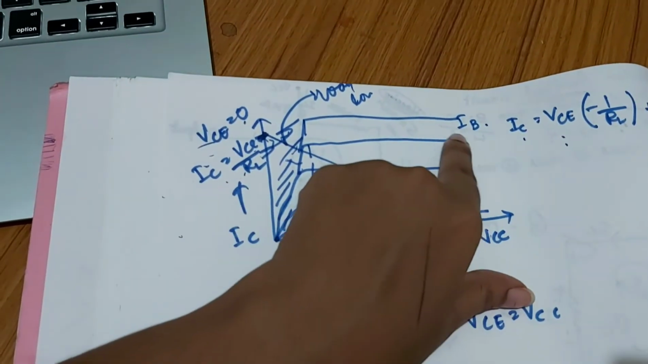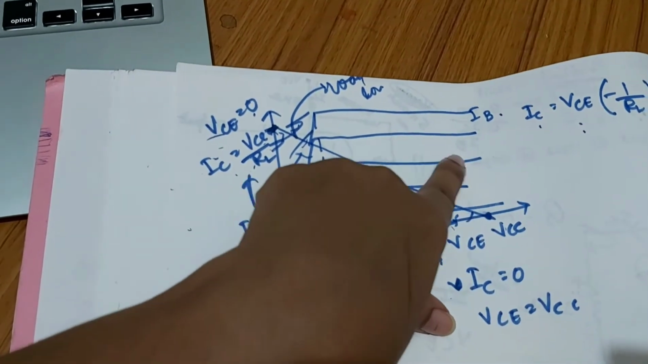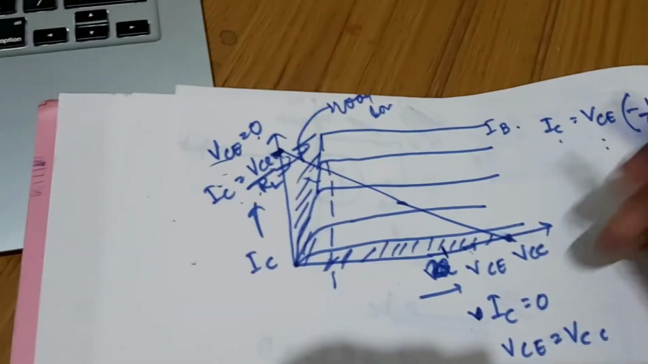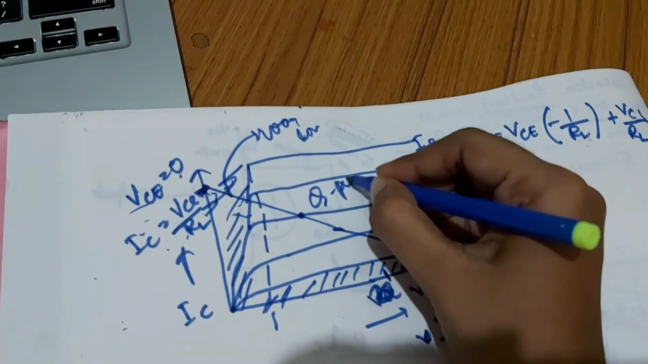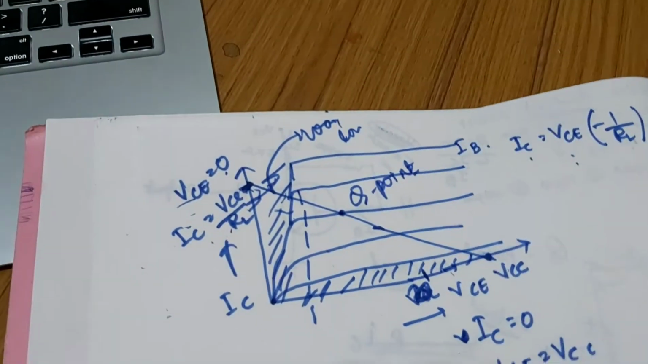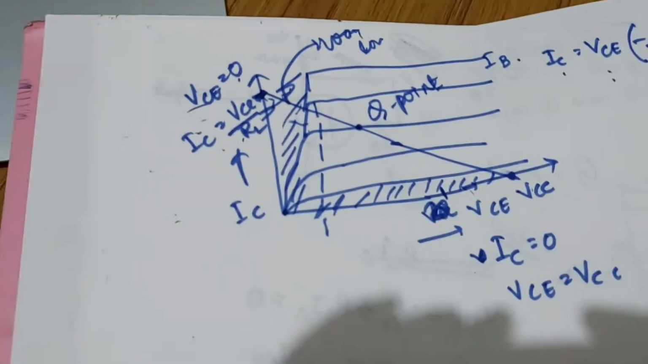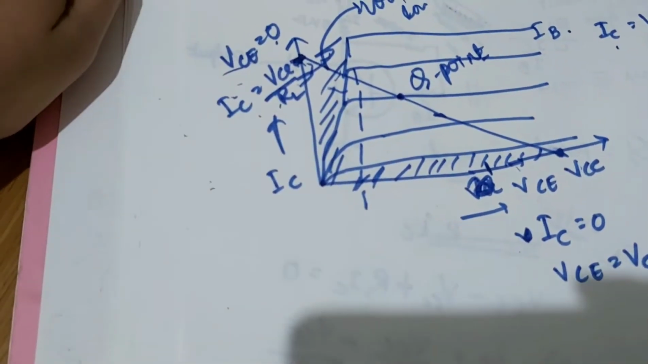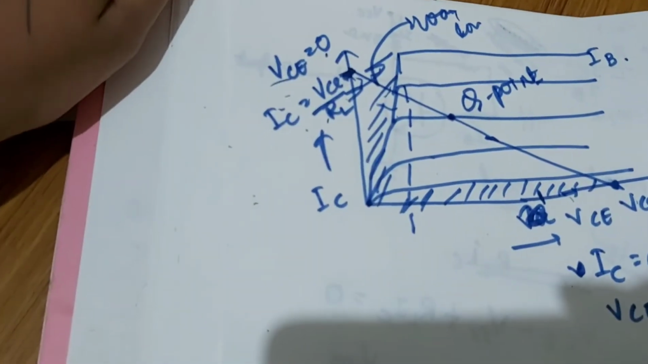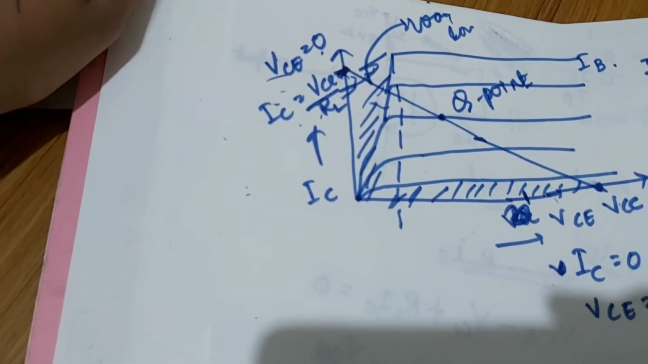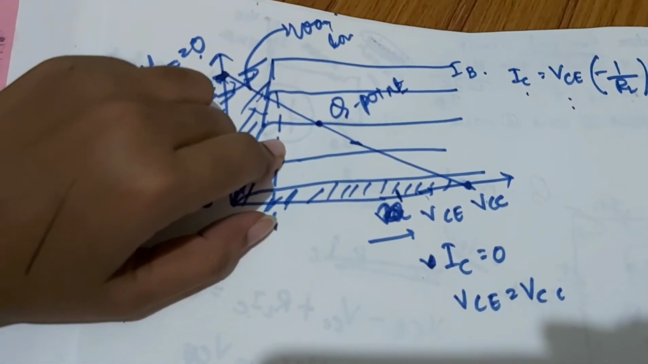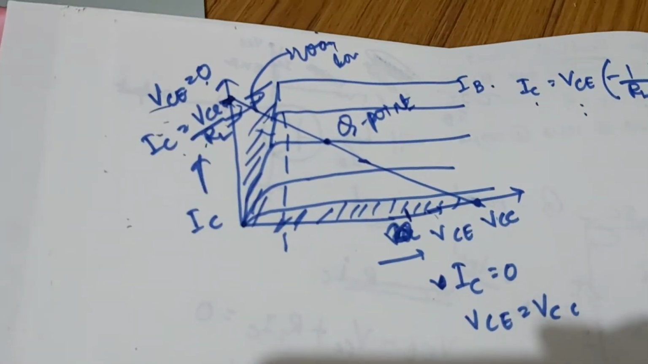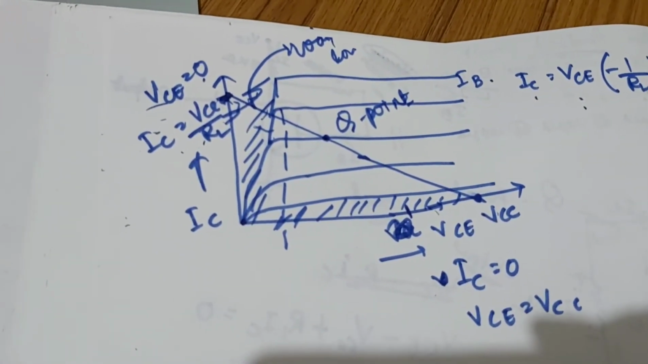So these are the IB values. Somewhere in the middle I will get my Q point. This is my Q point, which is the operating point. That's why the collector voltage should be selected carefully, so that we will get a faithful amplification.